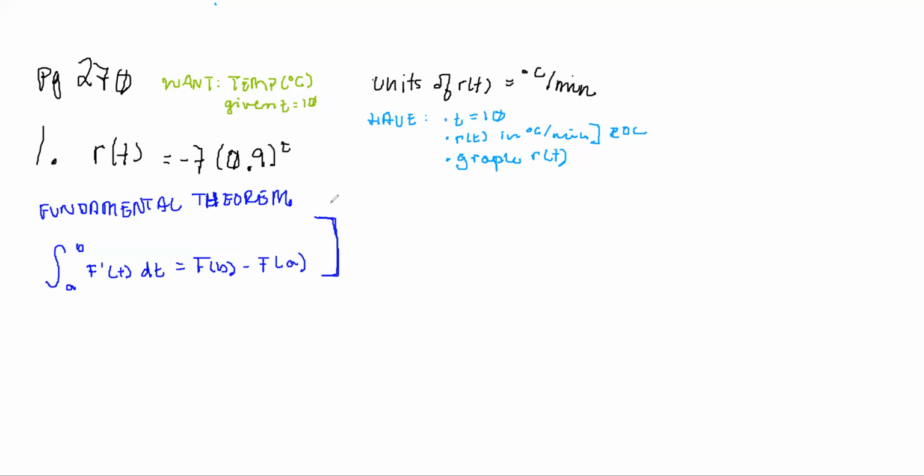Okay, good. So this equation is something that we're given. And we know that since this is a rate of change, if I were to take the integral, excuse me, not the derivative, of r of t, I would end up with something in units of degrees C. Correct? Are we on board with that? Because this would be r of t dt.